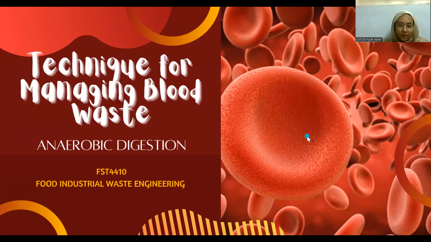Hello everyone, so today we will be presenting about technique for managing blood waste. The technique we'll choose is anaerobic digestion.